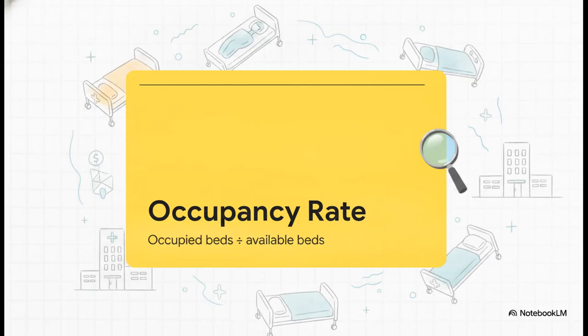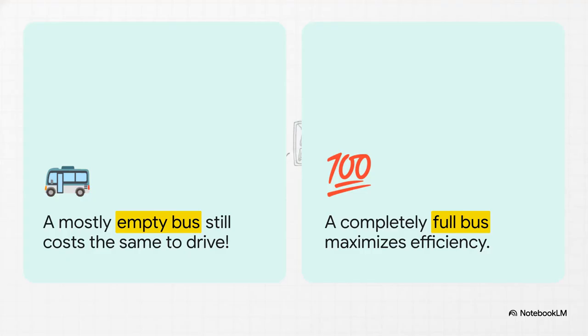Now, it might sound a little technical, but the core formula for this is actually incredibly straightforward. Basically, you just take the number of occupied beds and divide it by the total number of available beds. That's it. It's essentially just measuring the exact percentage of a hospital's beds that currently have patients in them at any given time. So why does this simple little math equation matter so much?